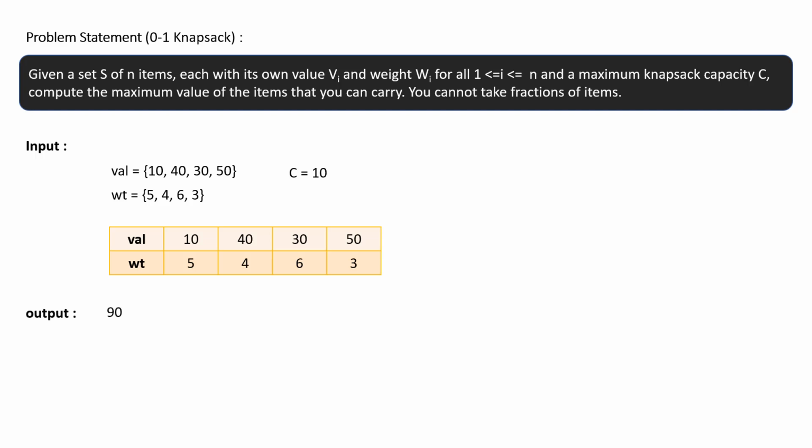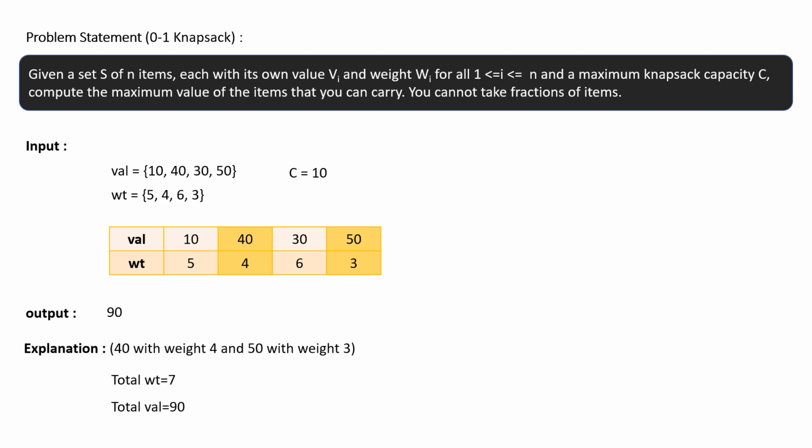If you choose values 40 and 50, you will get the result 90. Why are we going to choose 40 and 50? Because this is the max which we can obtain from this information. 40 with weight 4 and 50 with weight 3. So the total weight we can carry is 7, and the total value which we will get as profit is 90. As our knapsack has a capacity of 10, we can only carry a maximum weight less than or equal to 10, and 7 is less than 10. So the answer for this problem is 90.